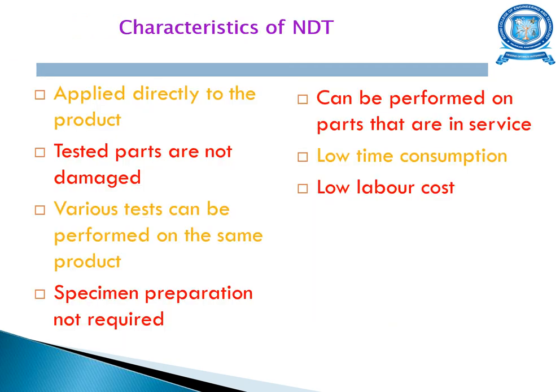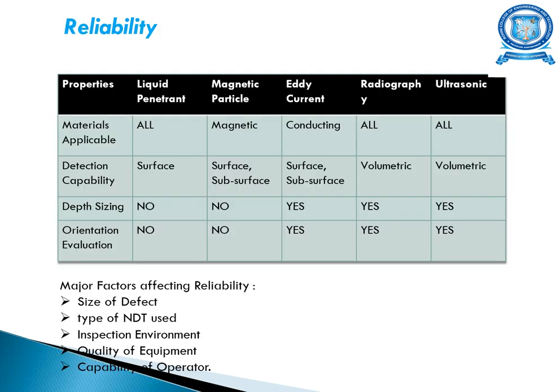So coming to the characteristics of non-destructive testing: it is applied directly to the product, the test is carried out directly on the product, and the tested parts are not damaged. Various tests can be performed on the same product repeatedly. No specimen preparation is required, and the test can be performed on parts that are in service. The time consumption is very low, and the labor cost is also low. And this is the reliability.